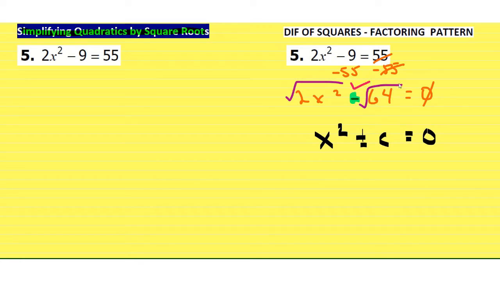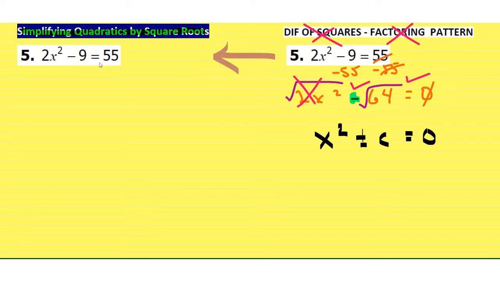I can take the square root of a 64, but I cannot take the square root of the 2x squared. I cannot take a square root of a 2, not easily. It's not nice and neat. It'll be some messy decimal number, and that does not qualify. So it disqualifies me from being able to use the factoring pattern for difference of two perfect squares. So therefore, I need to consider an alternative way to solve it, and that's why we're going to look at it over here and use the alternative method.